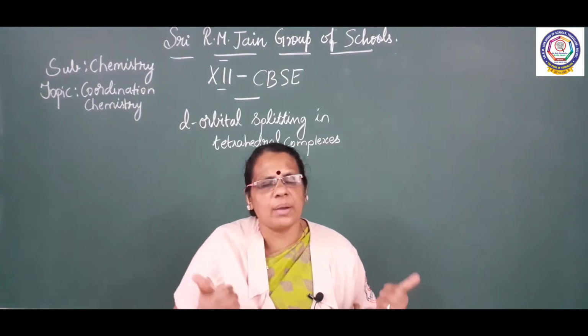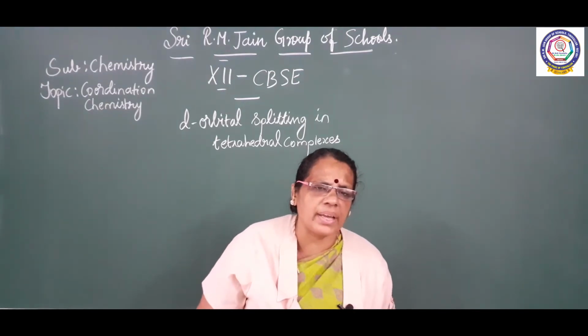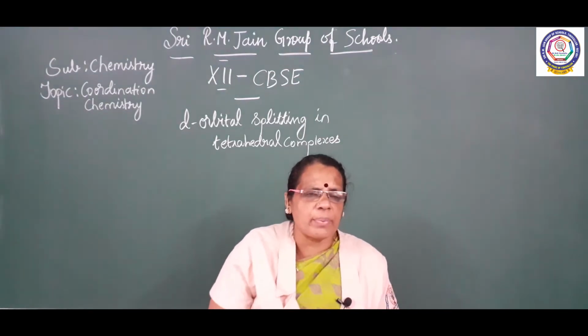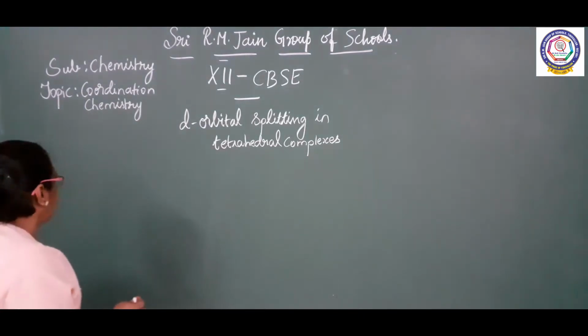Already we have seen the d orbital splitting in octahedral complexes. Now we are going to see d orbital splitting in tetrahedral complexes. I want everybody to be ready with your notebook and pen. So I am going to start now. You start along with me.